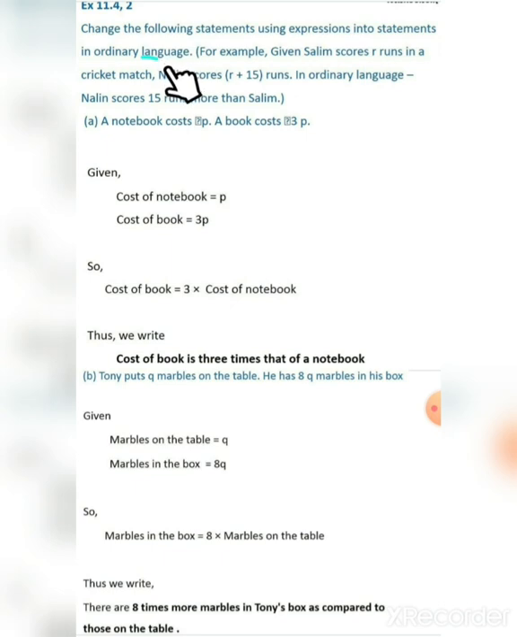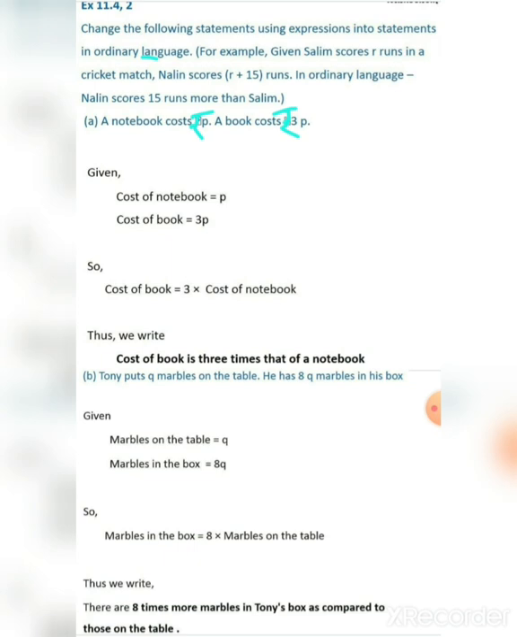So here the first question is given as: a notebook costs rupees P, and a book costs rupees 3P. So this is the mathematical statement given, but you have to convert it into ordinary language.